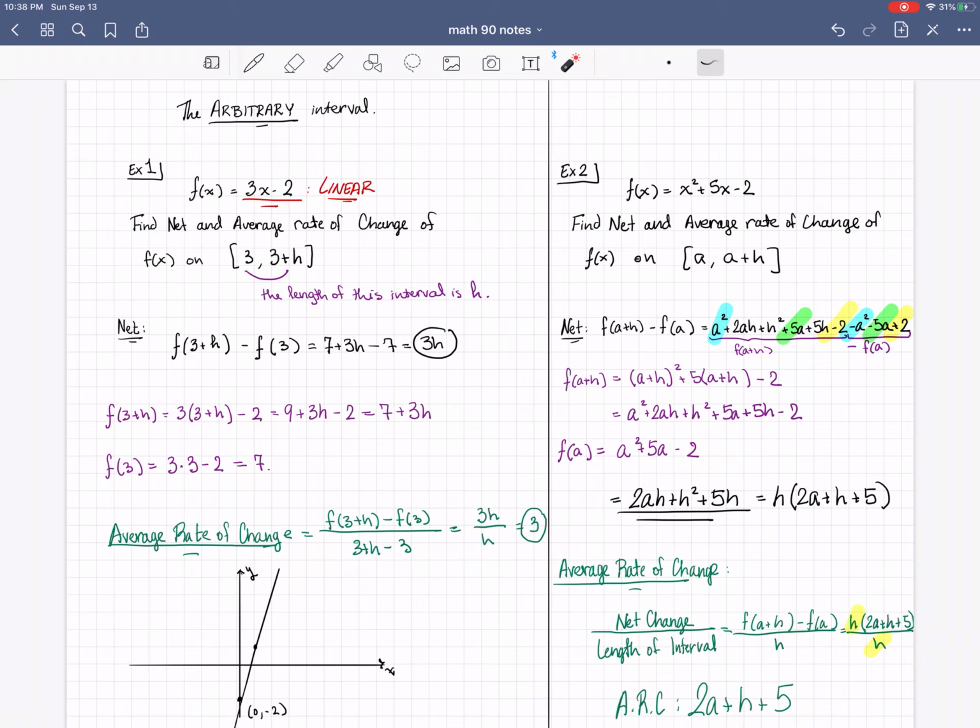So in our next example, we will look at some more functions and answering some more questions about a particular function and its net and average rate of change. And I'll actually pull a couple problems from homework to do that.